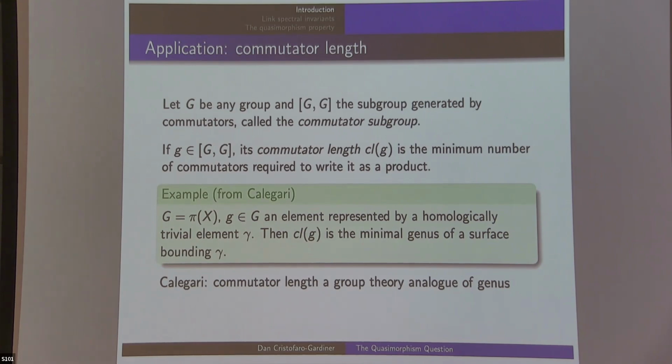In one direction, if you have a surface bounding gamma, then you can write the boundary as a bunch of commutators coming from the loops on that surface. Right, that's sort of the point. And the most efficient way to do that is going to be captured by the most efficient way to write this as a product.